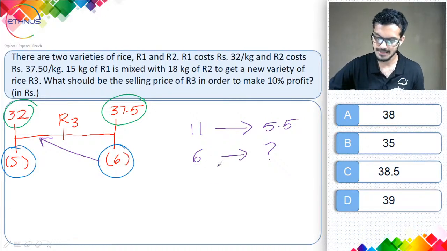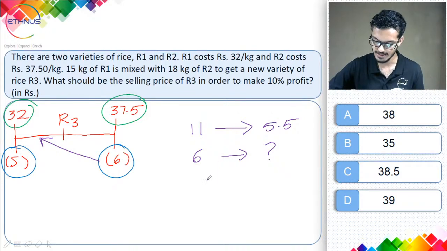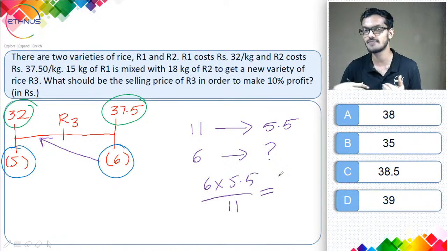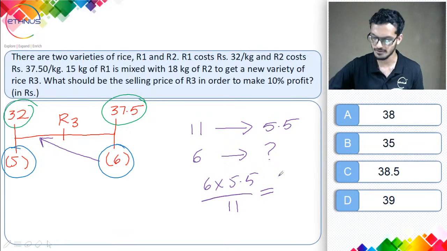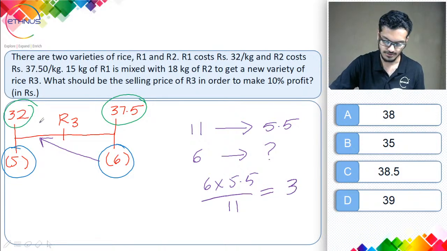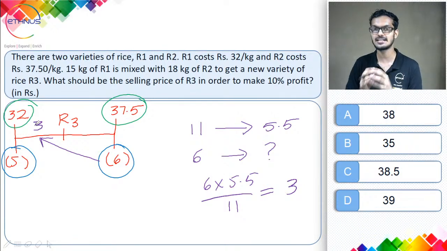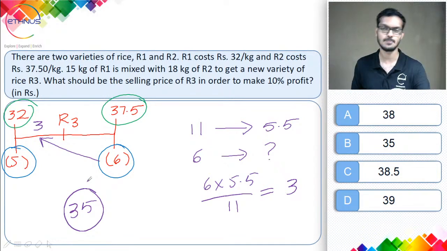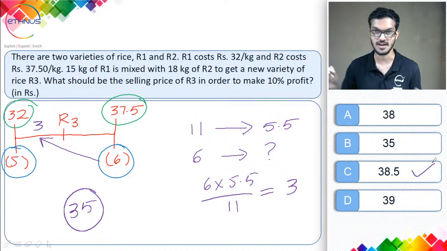Okay, so it will be 6 into 5.5 divided by 11. When you solve this, 5.5 divided by 11 is what? Yes, it's 0.5. So what is 6 into 0.5? We get 3. So this space is nothing but 3. Add 3 to 32, you're going to get the answer. What is 3 plus 32? Answer is 35. And what is 10% of 35? It's 3.5. Add 3.5 to 35, you will get 38.5. So 38.5 is the correct answer.